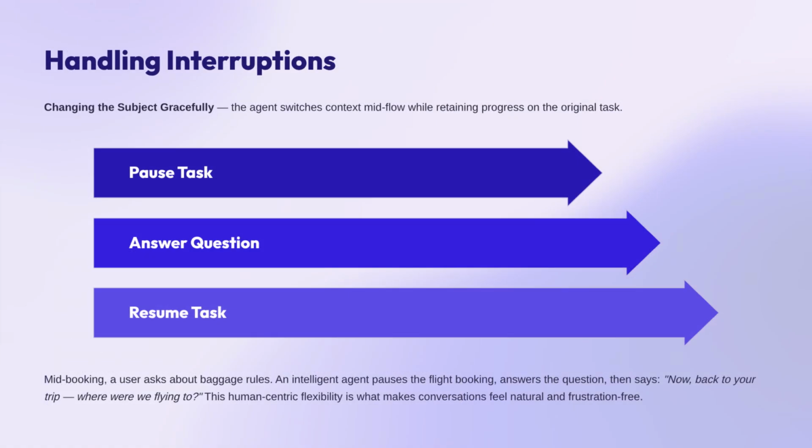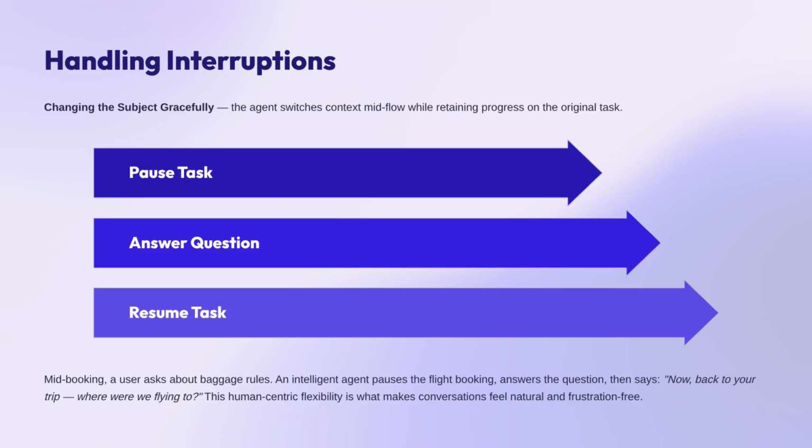The formal definition describes the agent's capability to switch context or trigger a different topic when a user asks a question that is outside the current multi-turn flow, while ideally retaining the progress made in the original task. To put it very simply, it is changing the subject gracefully. Humans don't always follow a straight line.